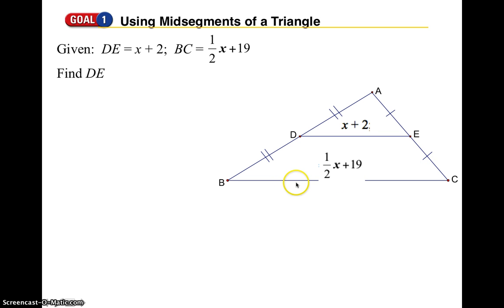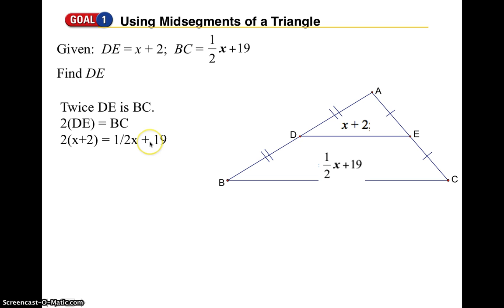So what we're going to do is we're going to say that twice DE, 2 times this DE in here, is going to equal BC. So we're going to write a formula saying 2 times DE equals BC. So plugging into that formula, we're going to have 2 times (x plus 2) equals 1/2 x plus 19. And then we're going to go ahead and distribute. That will give us 2x plus 4 equals half of x plus 19.